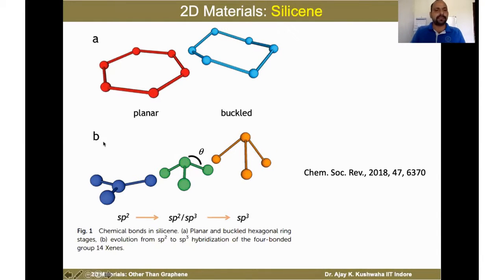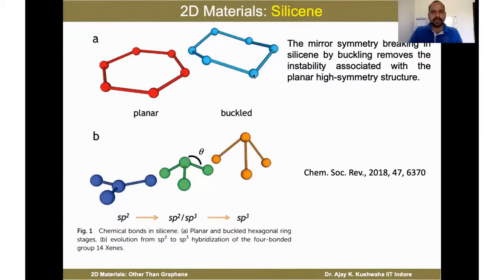As you can see in figure B, if it is flat, then this is sp2. There could be a possibility where this angle theta, with respect to flat, comes in between. So it may be that sp2 and sp3 are intermixed, and if theta is larger than that, then it can be considered an sp3 hybrid system. So here we do not have exactly planar symmetry, it is a kind of buckled structure.